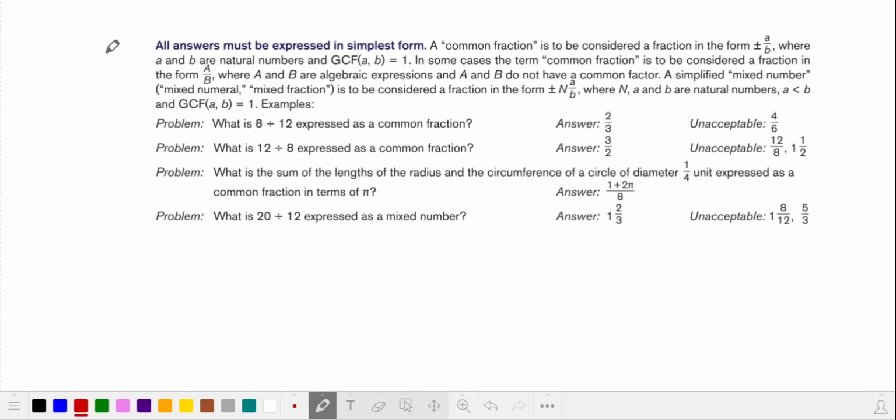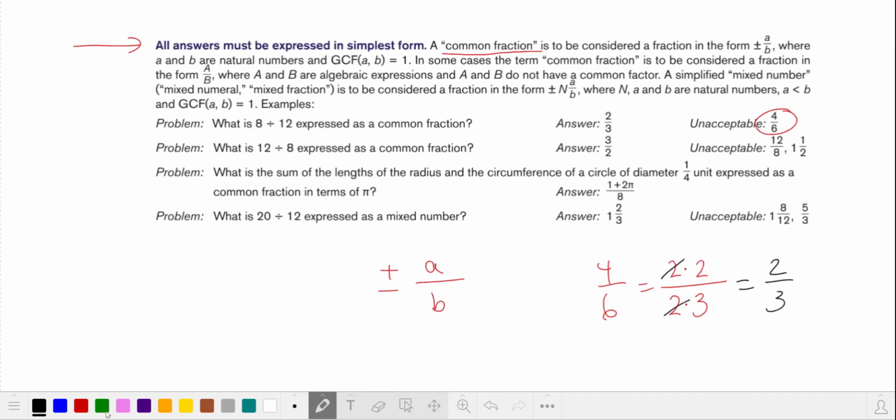MathCounts expects all of their answers to be written in simplest form. If the problem statement asks for the answer to be written as a common fraction, that's going to look like plus or minus a over b, where a and b have no factors in common. For example, over here, 4 over 6 will be counted wrong because our numerator and our denominator have a factor of 2 and can be simplified to 2/3.